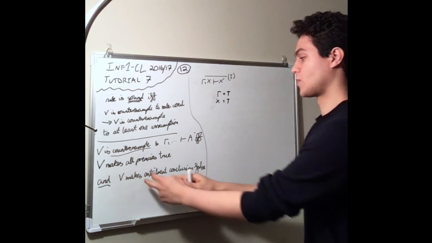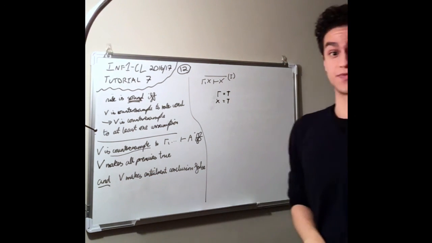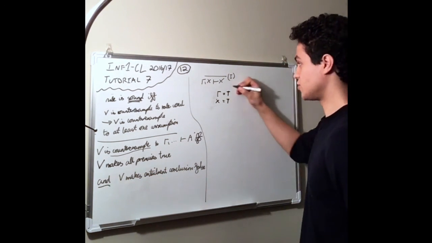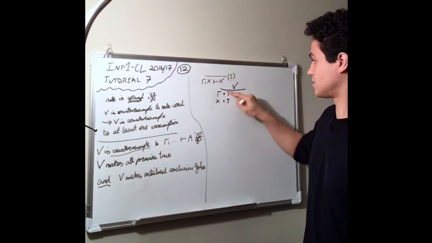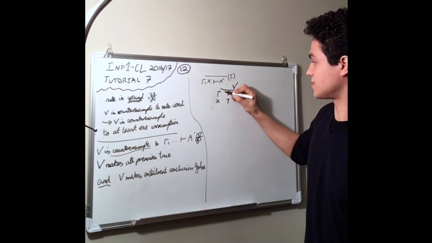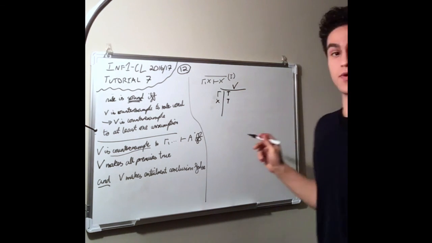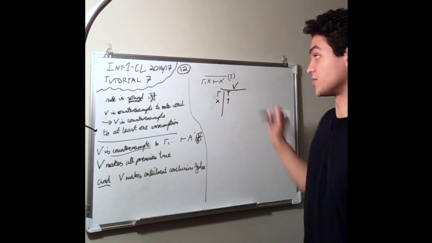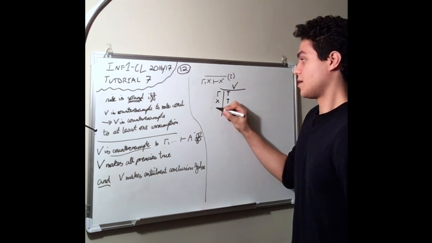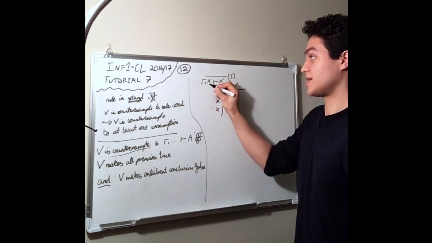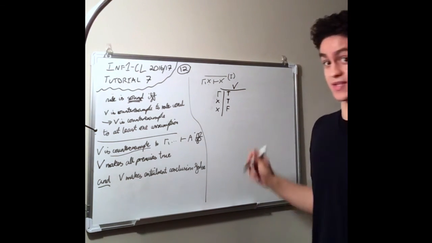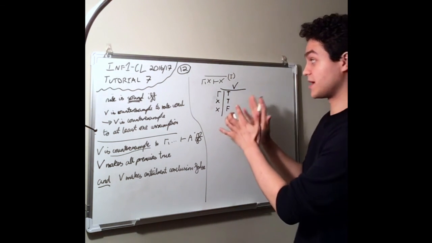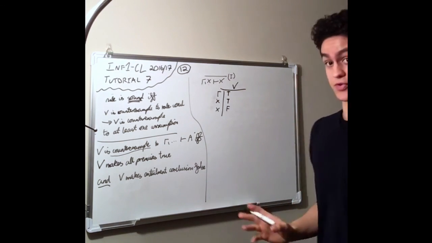And it makes the entailment conclusion false. So in order for V, I'm just going to write this as a table. That's nicer. In order for V to be a counterexample to this rule, we're going to have to make this true and this false. Except, the problem is, to do that, we're going to have to make X both true and false.